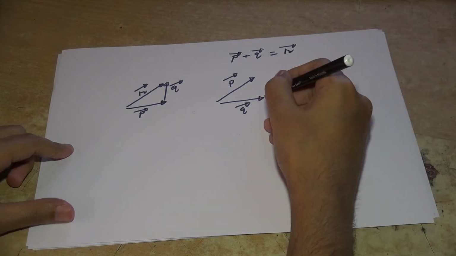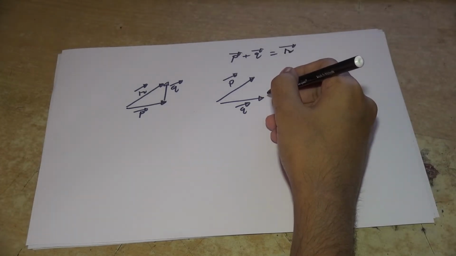So as I said, you can move the vectors around. It doesn't matter where you draw them, as long as the length and the directions are right, you can draw them anywhere.